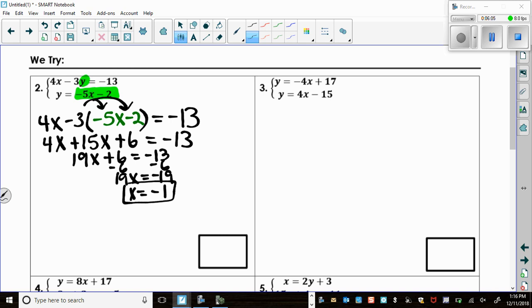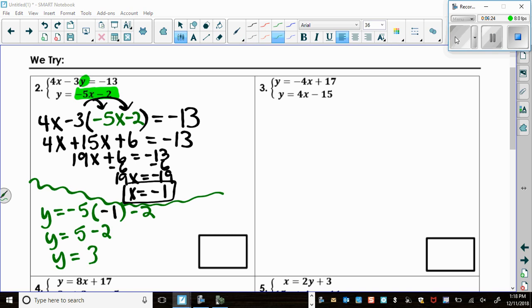So now that you found one of your variables, you need to use the substitution method and plug this number into any of the equations above. Now, I always try to go for one where y is already by itself. You can go ahead and do the first one. You'll still get the same answer, but I'm going to use the second one in this example.